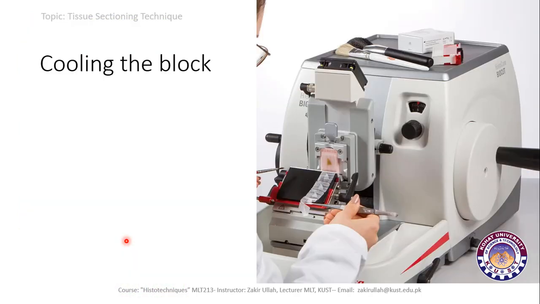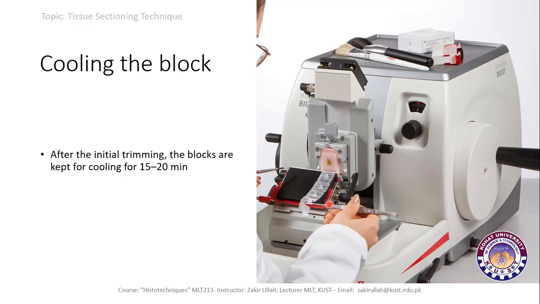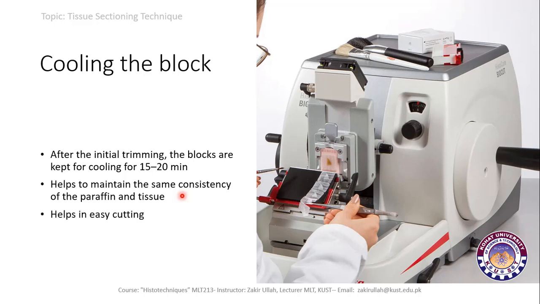The next step is the cooling of the block. After the initial trimming of the extra wax, the block is kept for cooling for 15 to 20 minutes so that the temperature gets normal to the room temperature. This is the image which shows the good ribbon in which the continuous section of the same tissue is prepared. The cooling of the block helps to maintain the same consistency of the paraffin wax and the tissue, and this helps us in easy cutting.